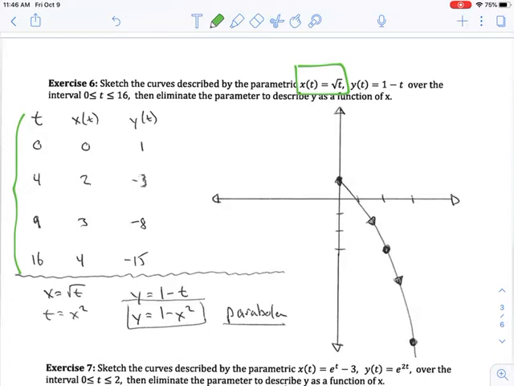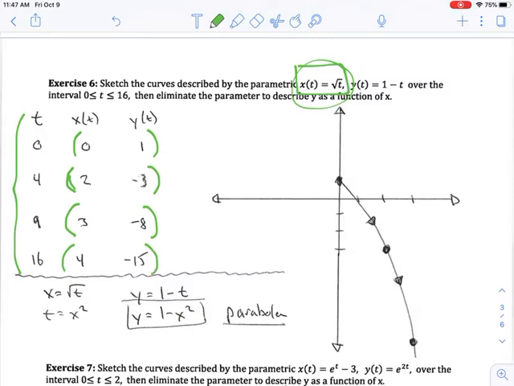So when t is equal to 0, x of t is equal to 0, and y of t is going to be equal to 1. And so that gives us one ordered pair. When t is equal to 4, x is equal to 2. Square root of 4 is 2. And 1 minus 4 is negative 3. That's a negative 3, in case it's hard to read. When t is equal to 9, we get the square root of 9 is 3. And 1 minus 9 is negative 8. And finally, we get 4, negative 15.